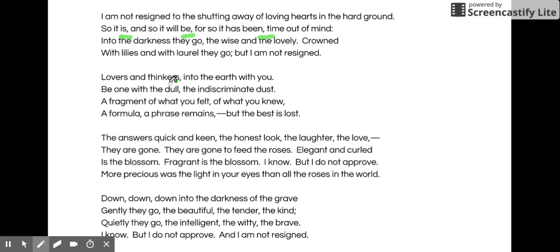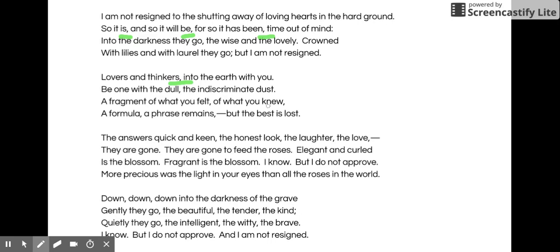One more caesura just for fun to practice with: lovers and thinkers into the earth with you. You get that comma break there, focusing on the lovers and thinkers, and then separating that from the into the earth. So if it's this idea of death, lovers and thinkers, they might be together at one point, but they will also be together into this idea of death.